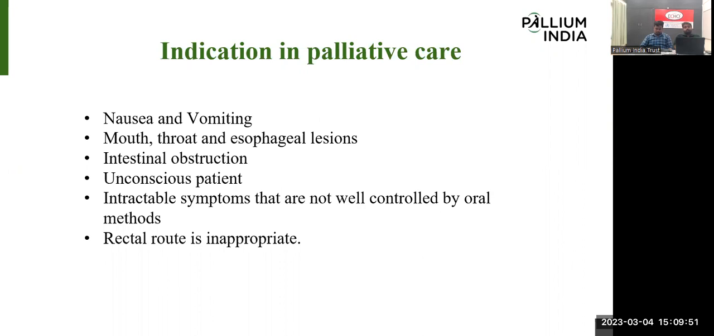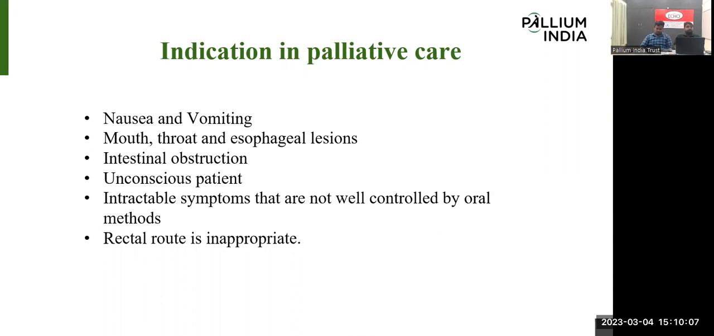Or otherwise, in a second situation, if the patient has severe restlessness, is very much delirious, in such a situation also, we can give an injection form of medicine to make the patient rest.